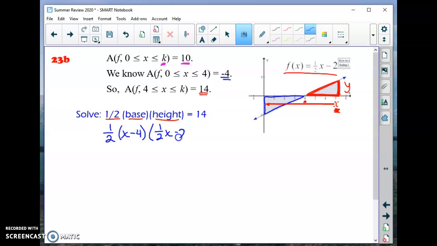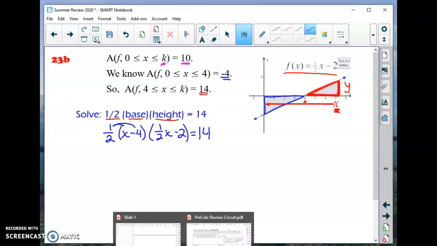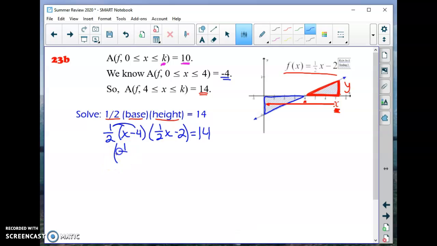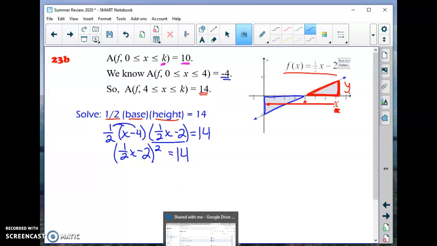1/2 x minus 2. Now I have a full equation that only has one variable in it, and if I have a full equation with one variable, I should be able to solve it. But I also see something clever that's going to happen here when we go to solve this. I could take this 1/2 and distribute into the first set of parentheses, and that'll give me 1/2 x minus 2 combined with the other 1/2 x minus 2. So I have a quantity squared now that equals 14.